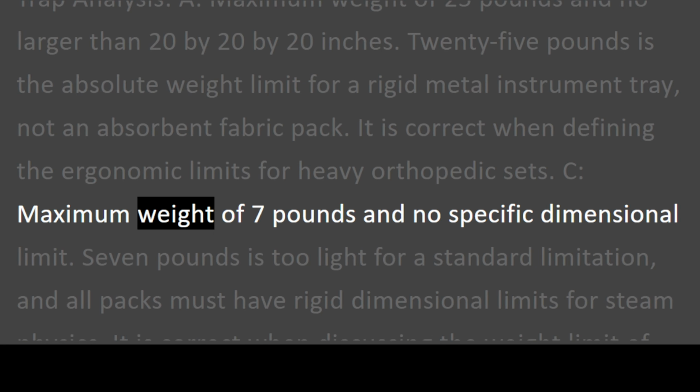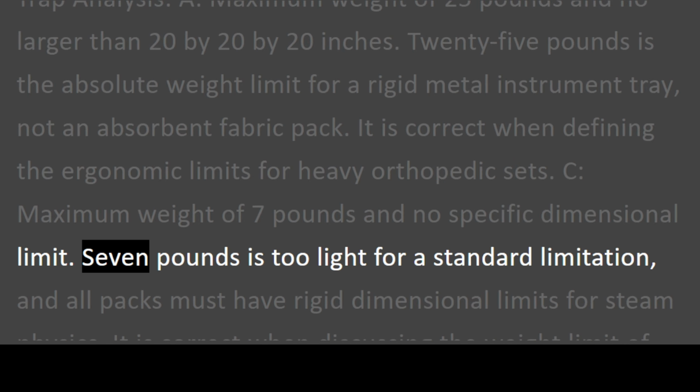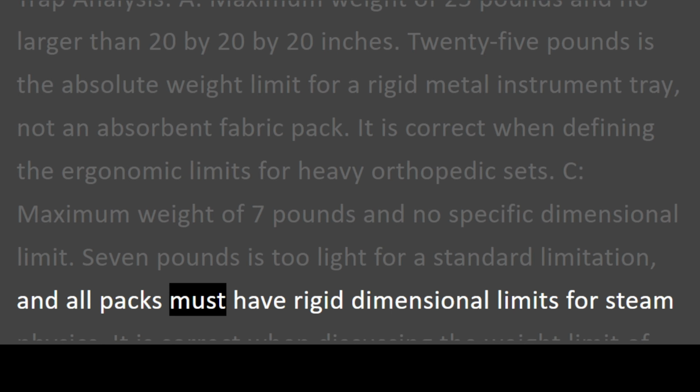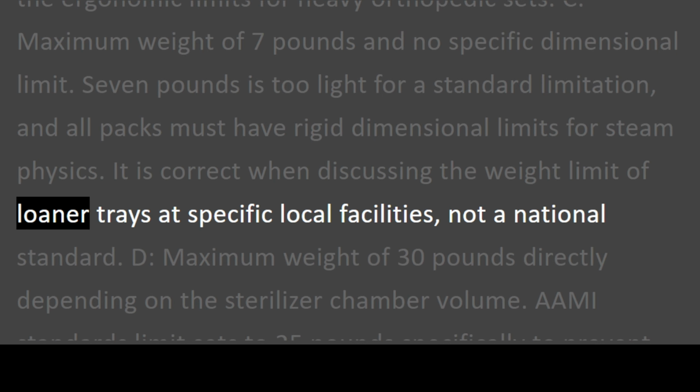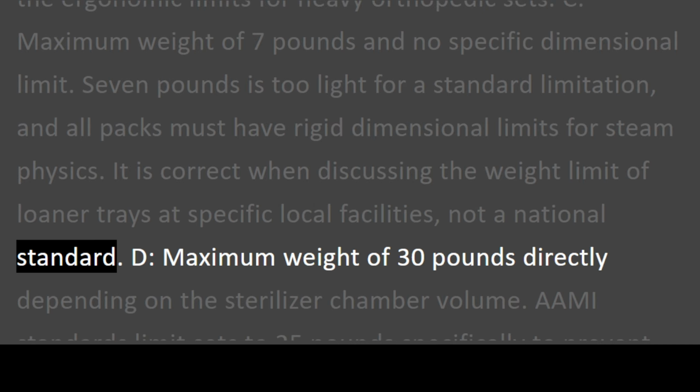C. Maximum weight of 7 pounds and no specific dimensional limit. 7 pounds is too light for a standard limitation, and all packs must have rigid dimensional limits for steam physics. It is correct when discussing the weight limit of loaner trays at specific local facilities, not a national standard.